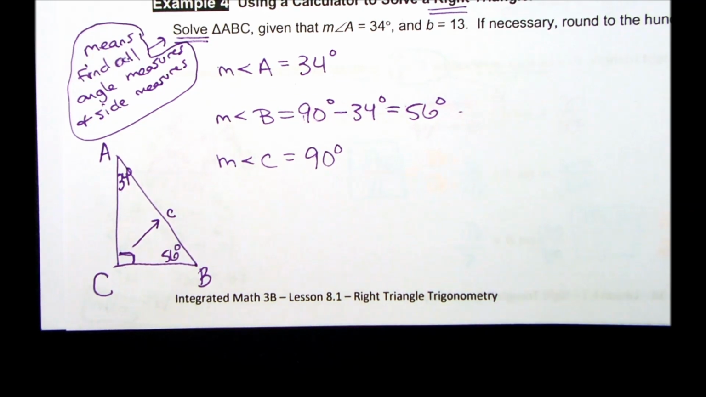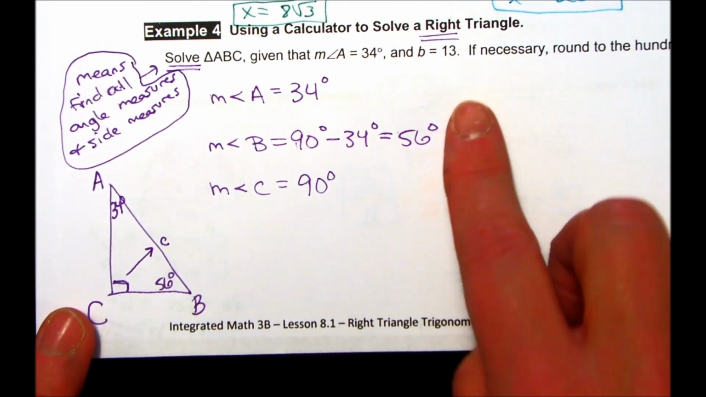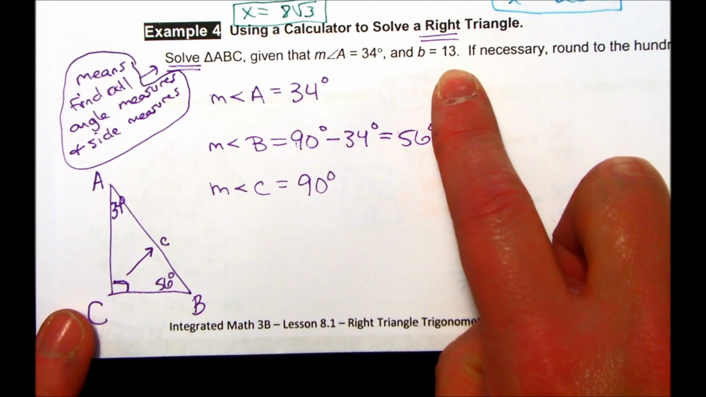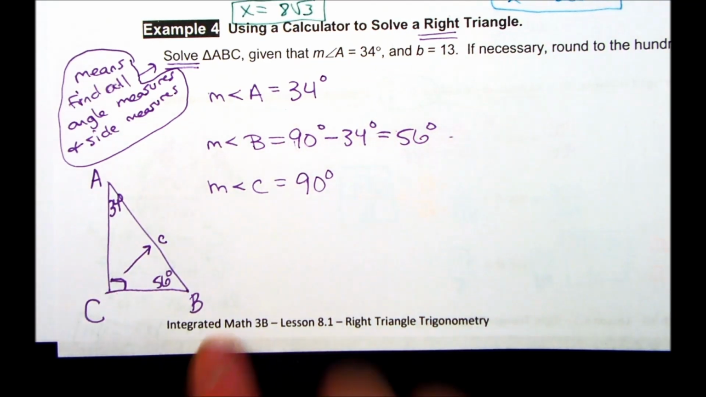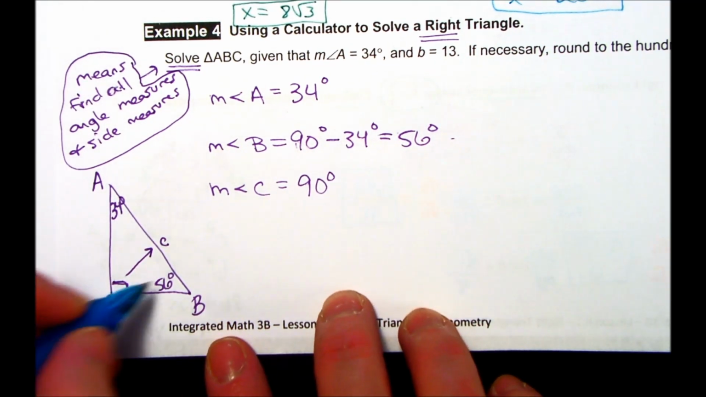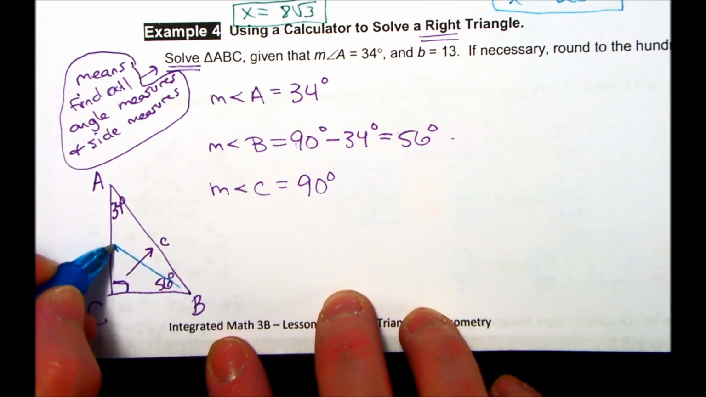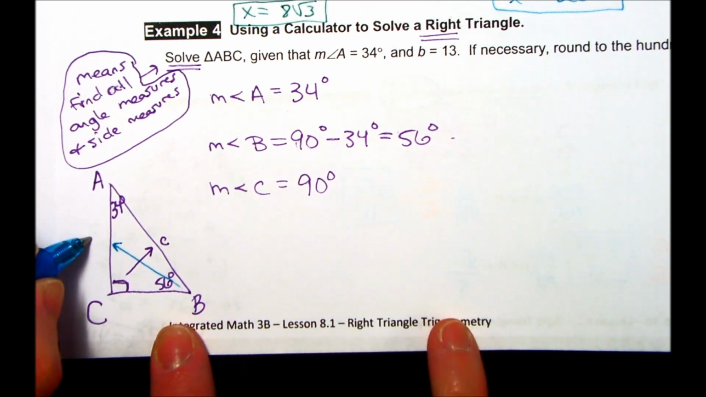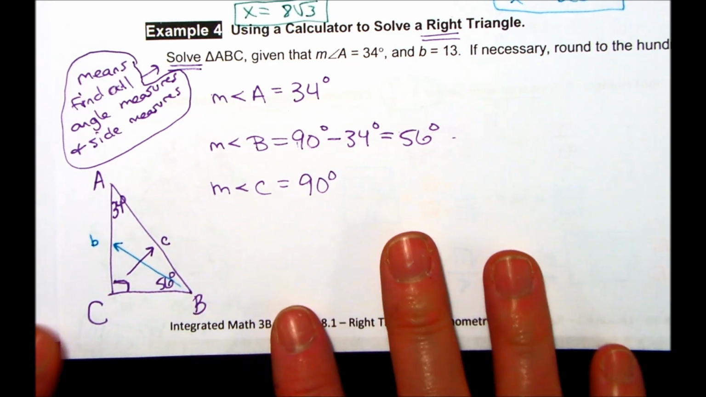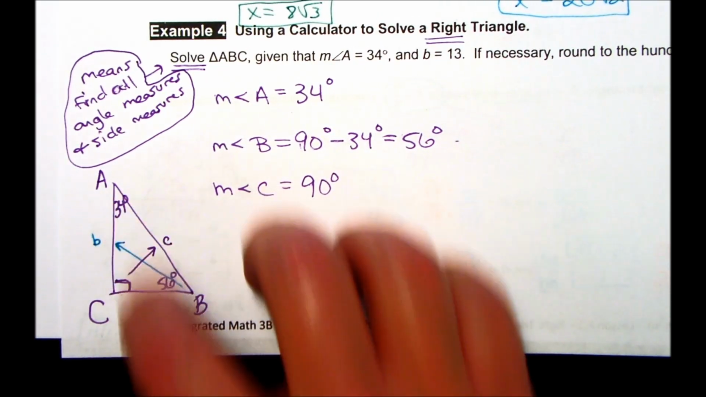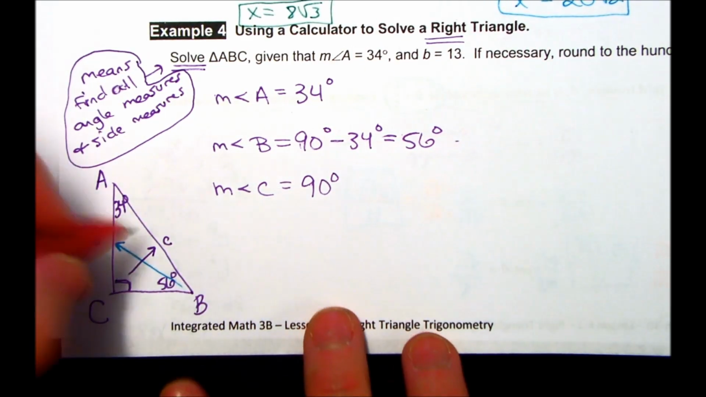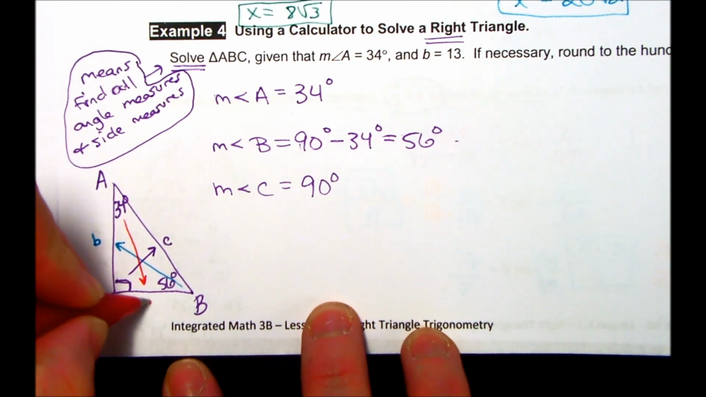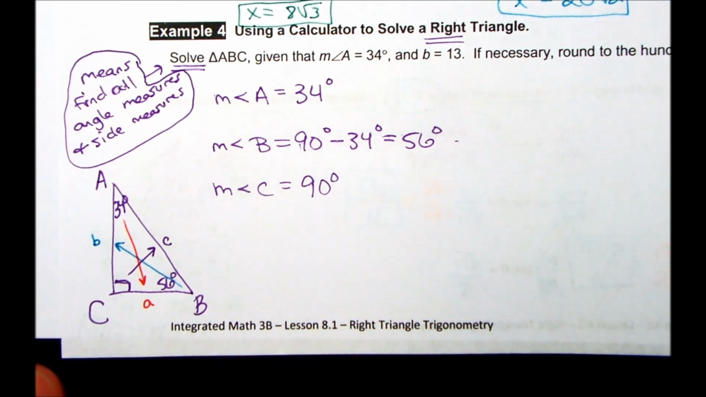Okay, so we found all the measure angles. Now we need to find the sides. They've given us one of the sides, little b. Well, little b is always the opposite of angle B. So this is little b here. And little a, or side A, is always the opposite of angle A.